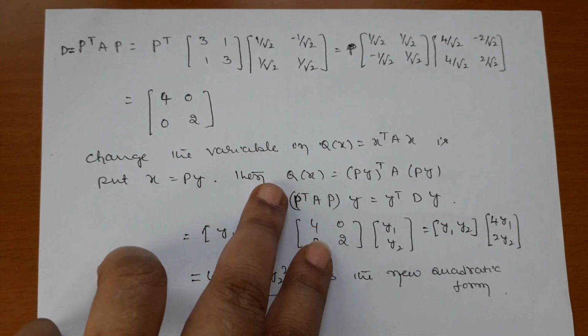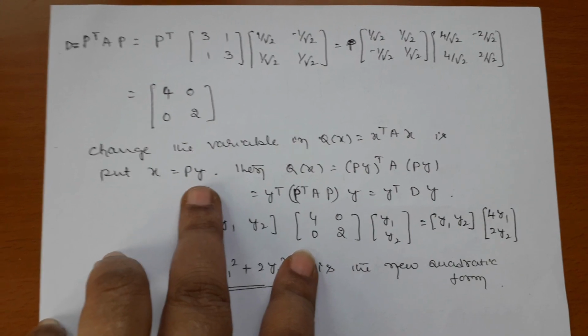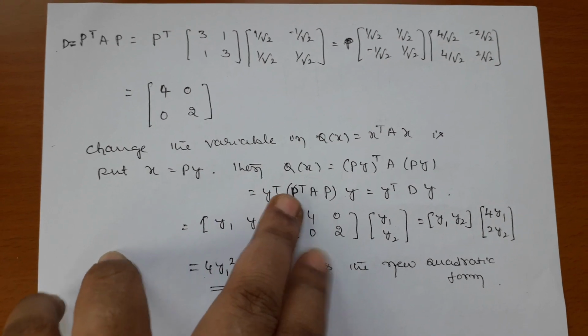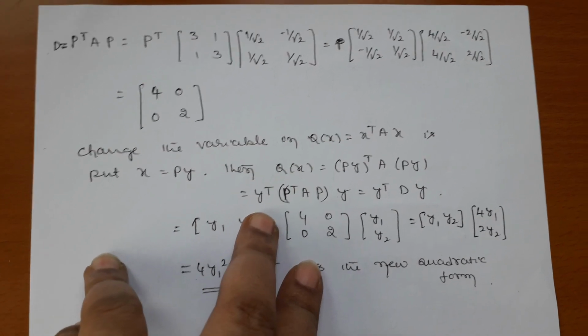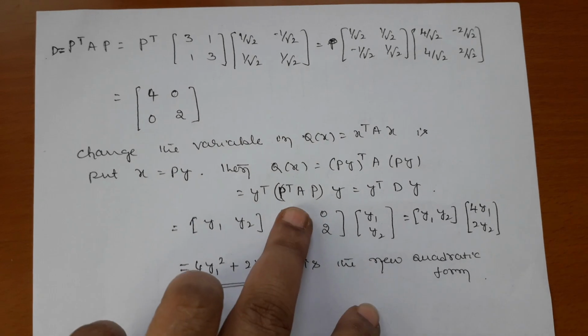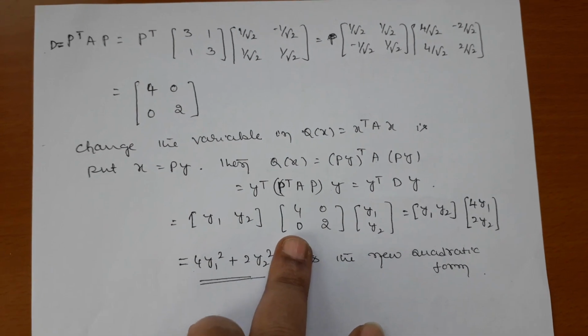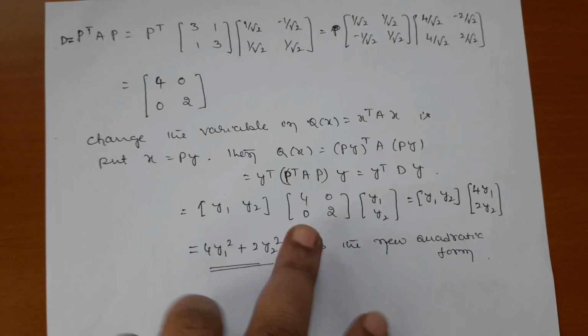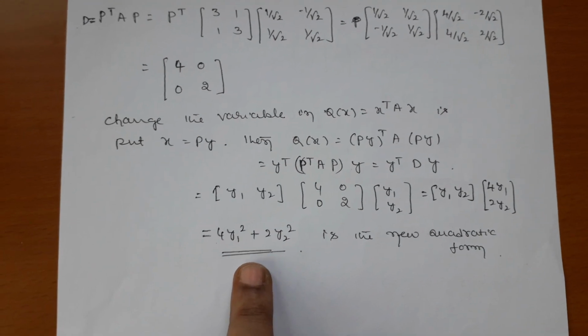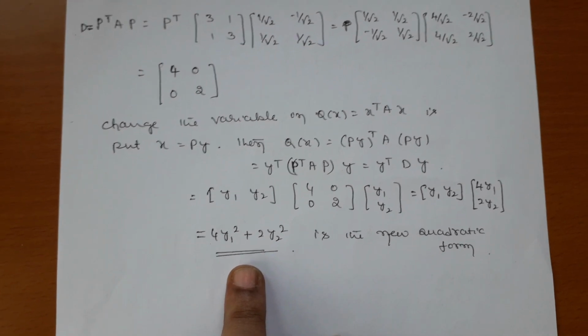Change the variable in X. X transpose A X, where X is equal to Py. Therefore, I take (Py) transpose. Simplify that: P transpose A P is nothing but D. Therefore, I substitute D and then multiply by y1, y2. Then simplify that. Finally, we get 4y1 square plus 2y2 square as the new quadratic form.